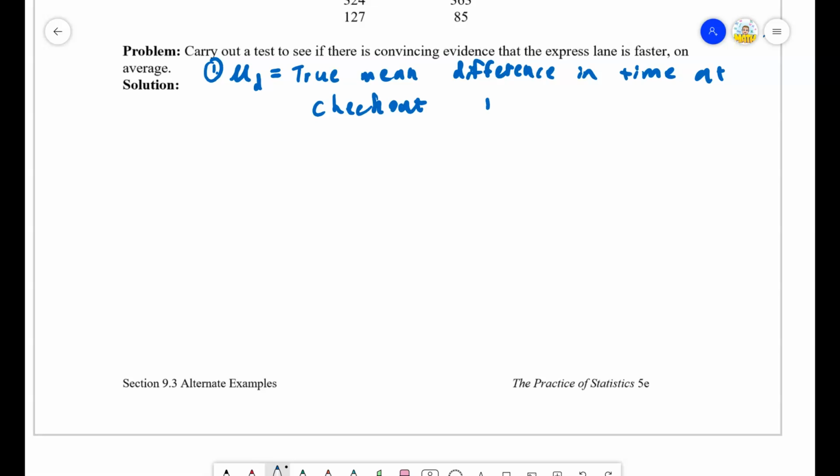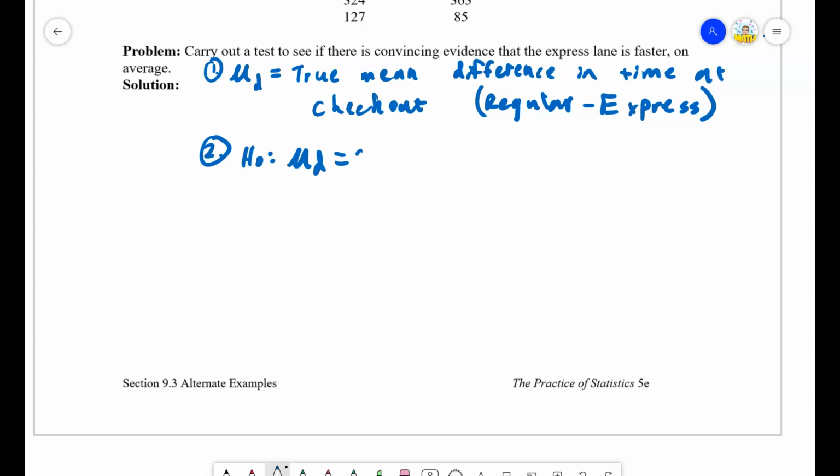And what did we do? We did regular minus express. I want to specify that. It's a difference. All right, so every time we subtract how long it would take in express from regular, we're taking the average of that. Okay. Our null hypothesis is going to be that mu sub d equals 0. It doesn't matter what register you go to. It's going to take the same amount of time. They believe that express is faster, so when we do regular minus express, we already stated this, mu sub d should be greater than 0.